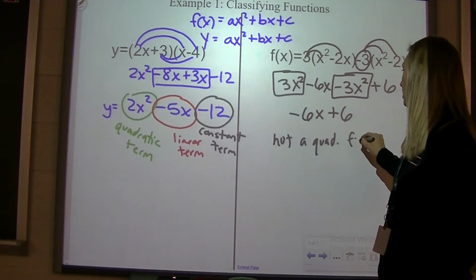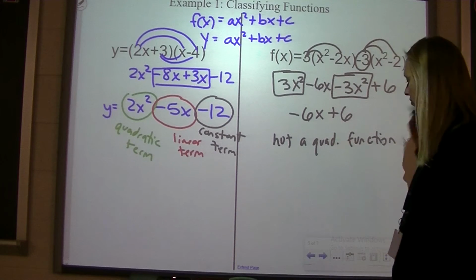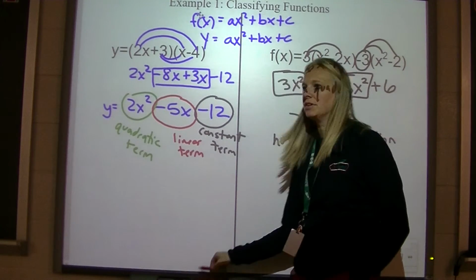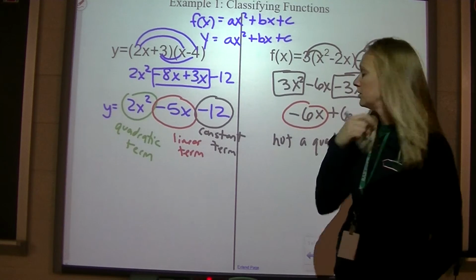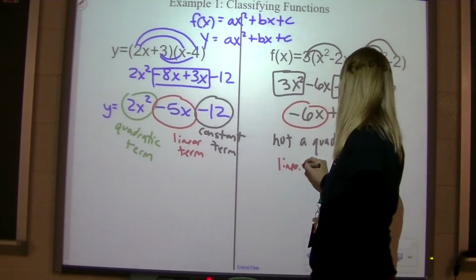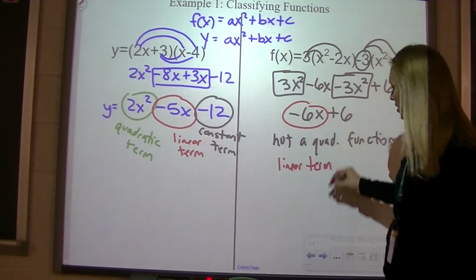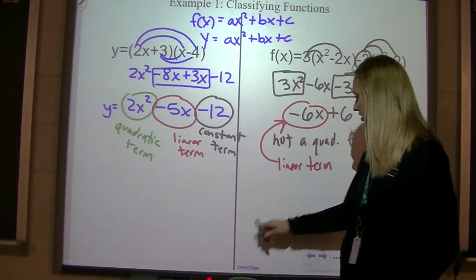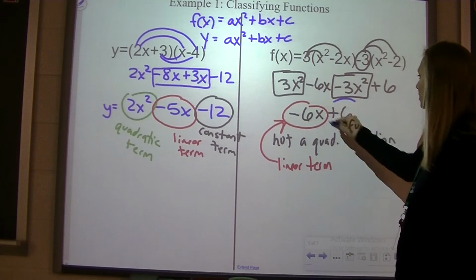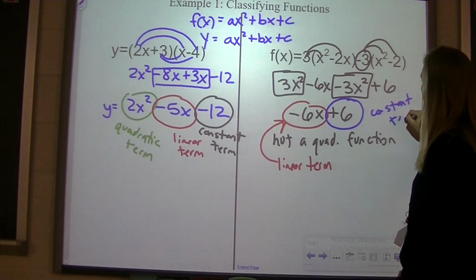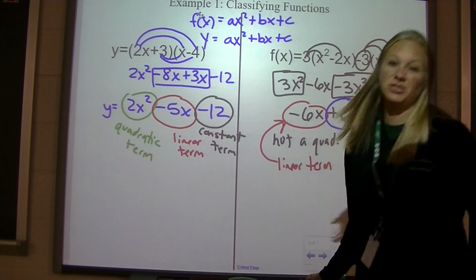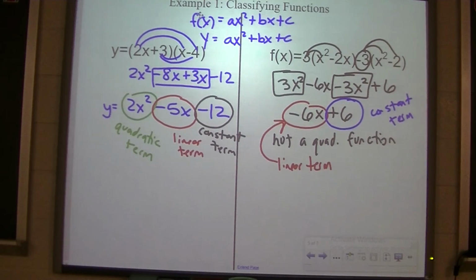Okay? And we still have to identify the terms of it. This would be a linear function because we have a linear term. And then 6 would be our constant term. Okay, so that's all you have to do for classifying functions.